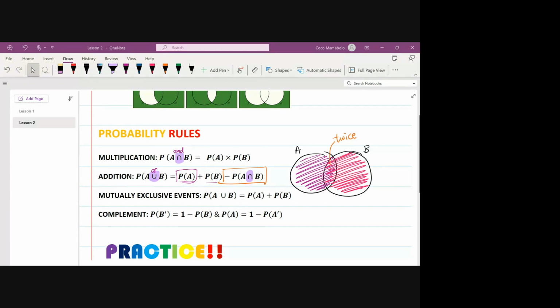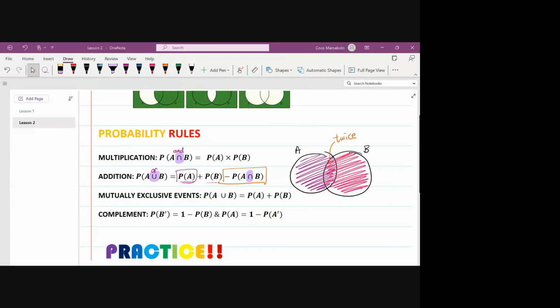All right, we need to remember that. The reason why the addition rule has that extra bit that we take out, that extra intersection, is because we count both of them. So we can't count it twice. We only need to count it once in order for our answer to be accurate.